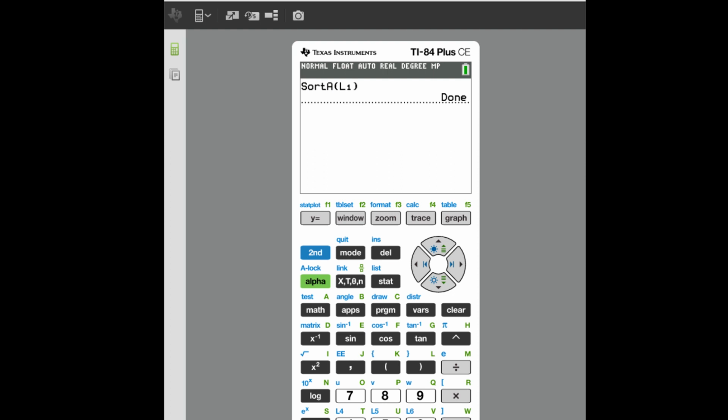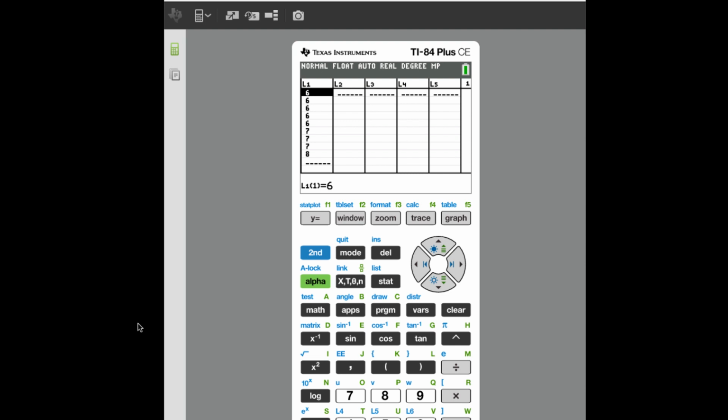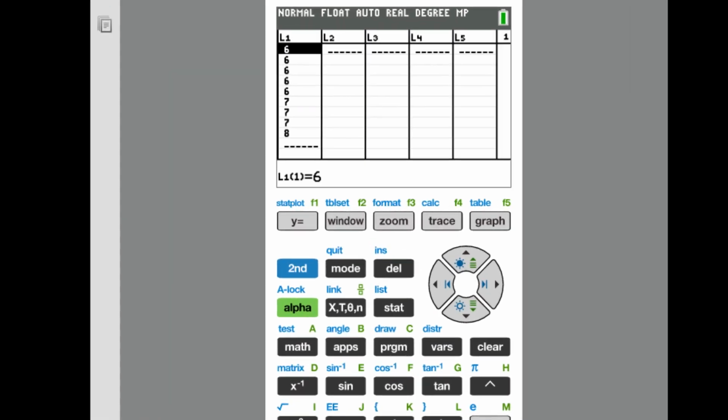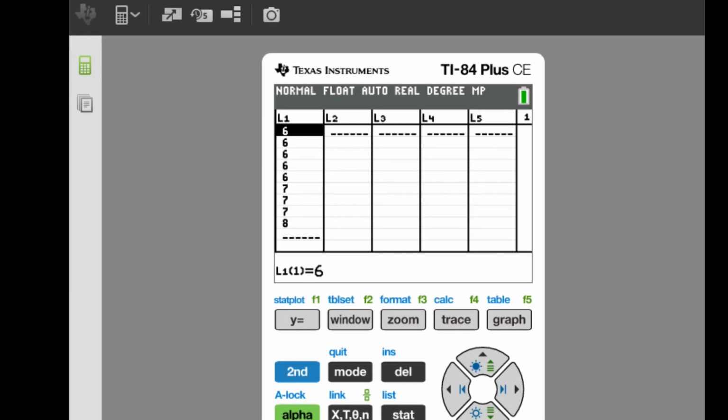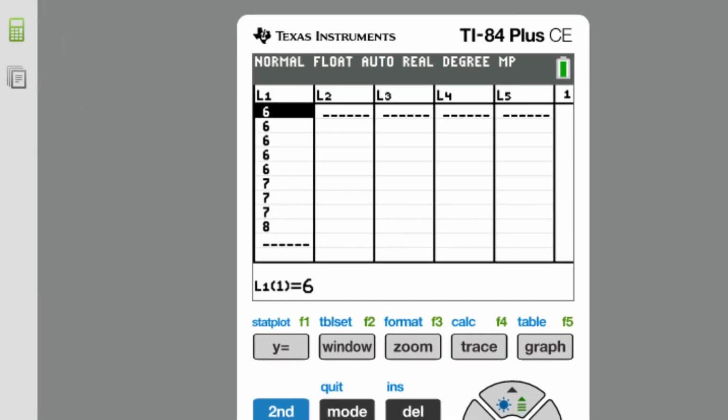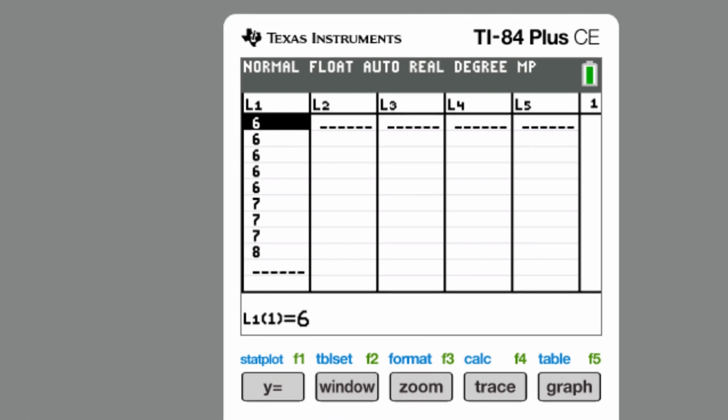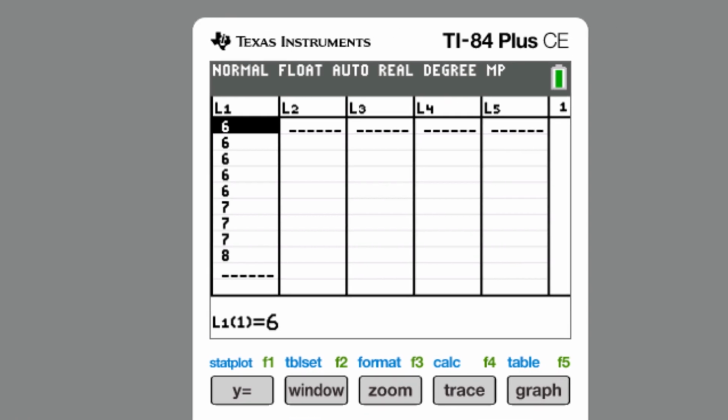All right. Now go where? Stat, edit. You go, what do you mean? I'm going to enter things again? No. When you go back to the list, what you should notice is something interesting. What did the TI do to L1? It's sorted. Is that true? It's sorted. So you don't even have to sort, ladies and gentlemen. TI will sort for you.